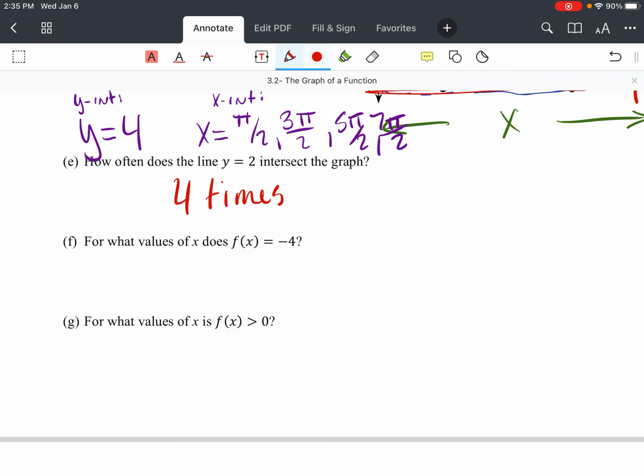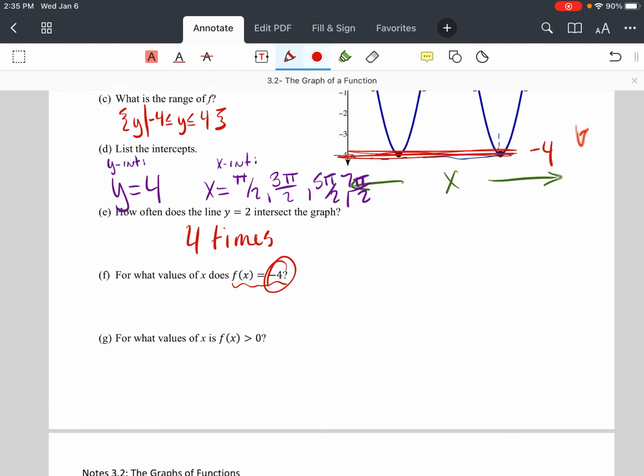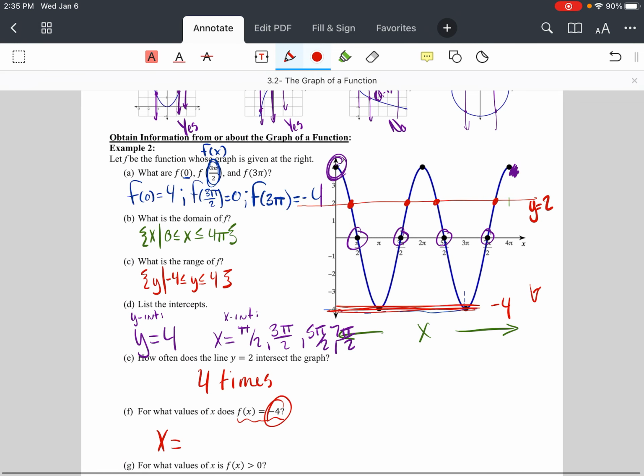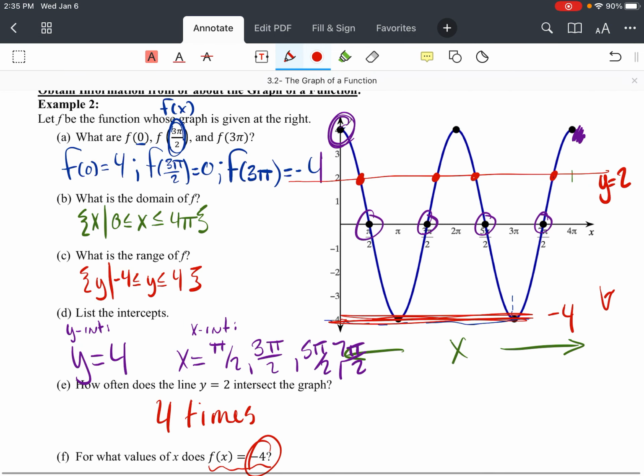So the last couple of these, it's asking us for what values of x does f of x equal -4. It's possible, and just because this is a function doesn't mean we couldn't have multiple values of x. We're looking at any time our f of x is equal to -4. So x is equal to, okay, and we're going to take a look at this graph and look for y equals -4. So y equals -4 is right down here on this line.